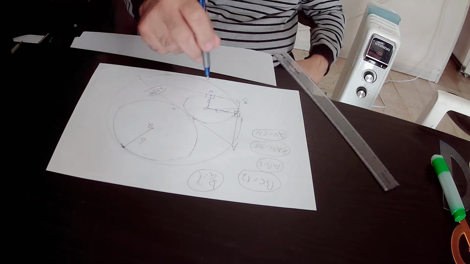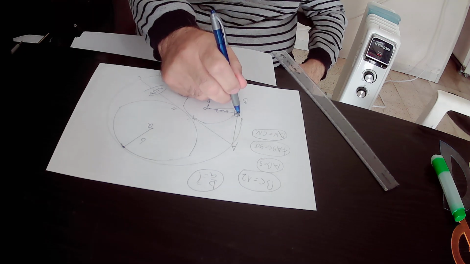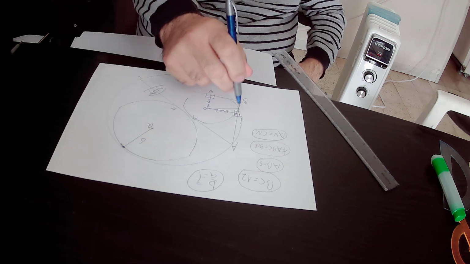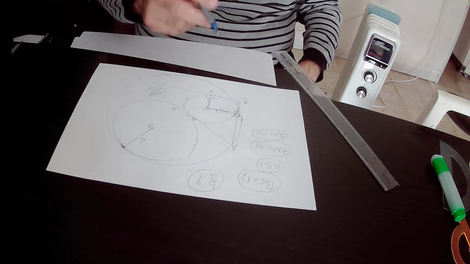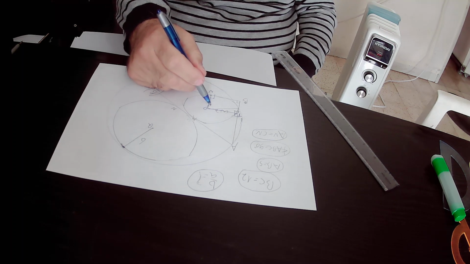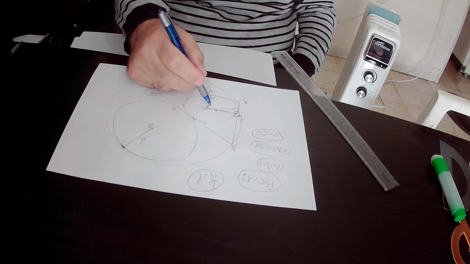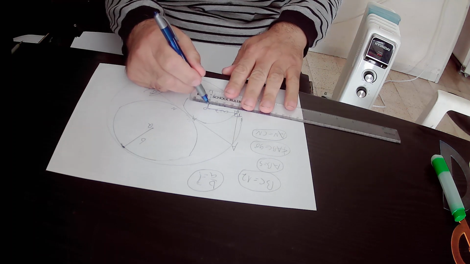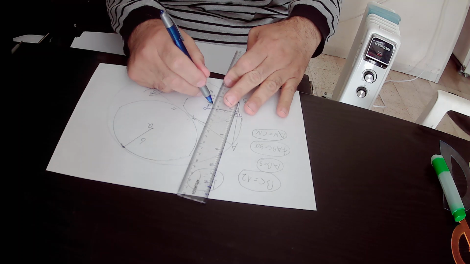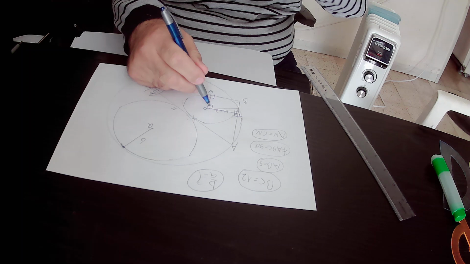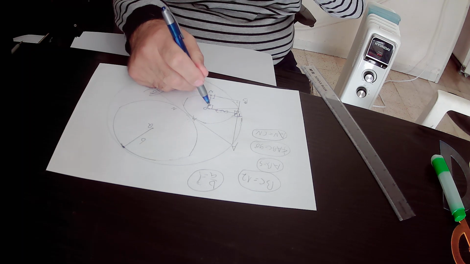So in quadrilateral PTBN, we have 1, 2, 3 right angles. The sum of the right angles is 90 times 3, which is 270 degrees, plus the missing angle. In total, the sum of those 4 angles must be equal to 360 degrees, according to the rule that the sum of the angles in any quadrilateral is equal to 360 degrees. Therefore, the missing angle must be equal to 90 degrees, in order to complete the sum of the angles in quadrilateral PTBN to 360 degrees.